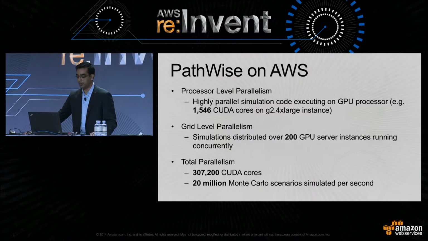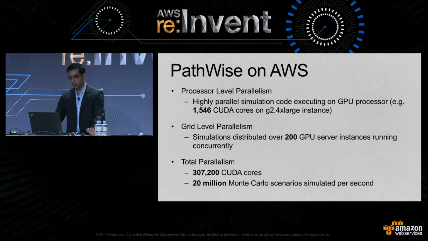interesting part. The interesting part is that with only 200 instances, we get 307,000 cores. That's because we basically have a higher core density. So by using GPU, you could go and start a whole bunch of traditional instances in AWS, like cluster compute instances, but you're going to need a lot more of them to achieve the same throughput. And that ultimately is a cost question.